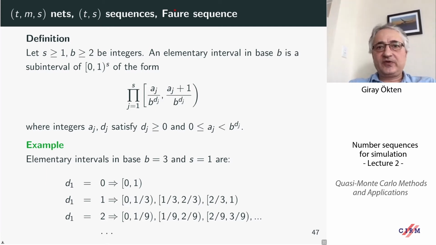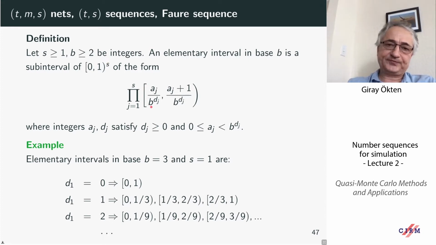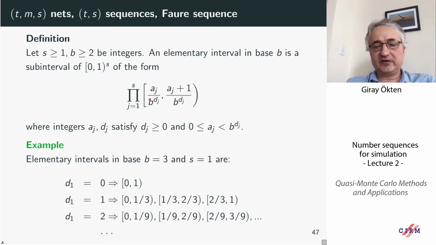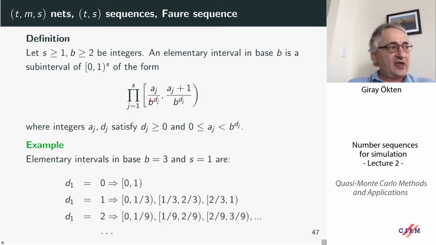Okay, so we'll start with this definition. This is a definition of an elementary interval in base b. Given this base b, and s the dimension, an elementary interval is a subinterval of the s-dimensional unit cube that has the following form. So we're looking at a product of some intervals. It's going to be much easier to understand this definition if you look at some examples.